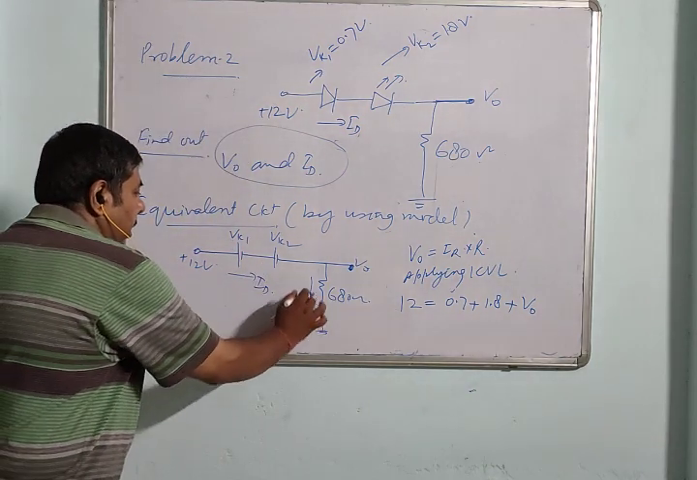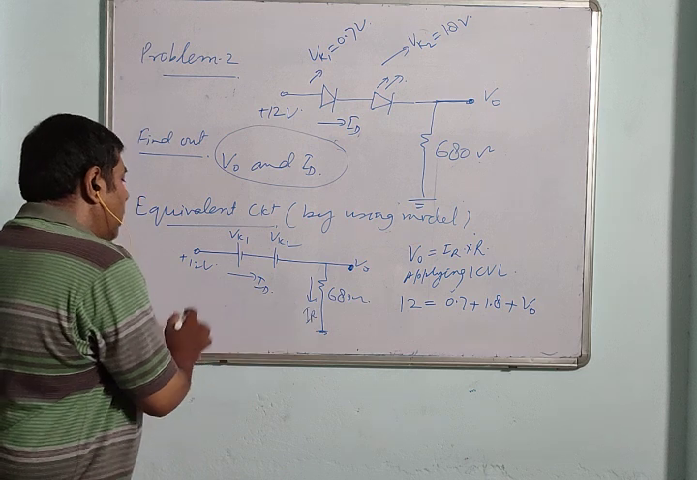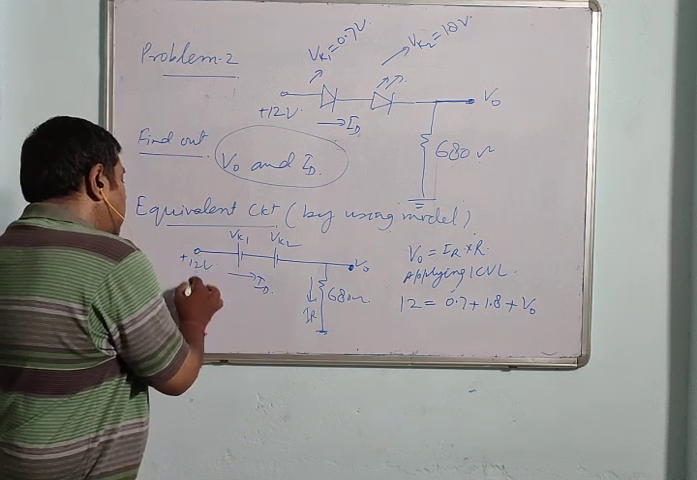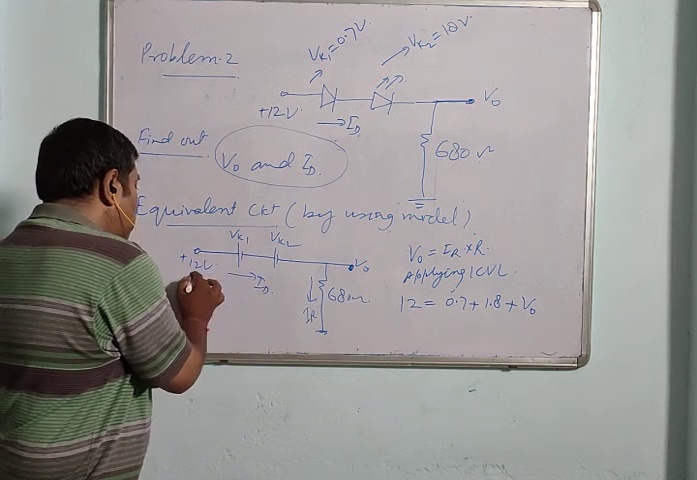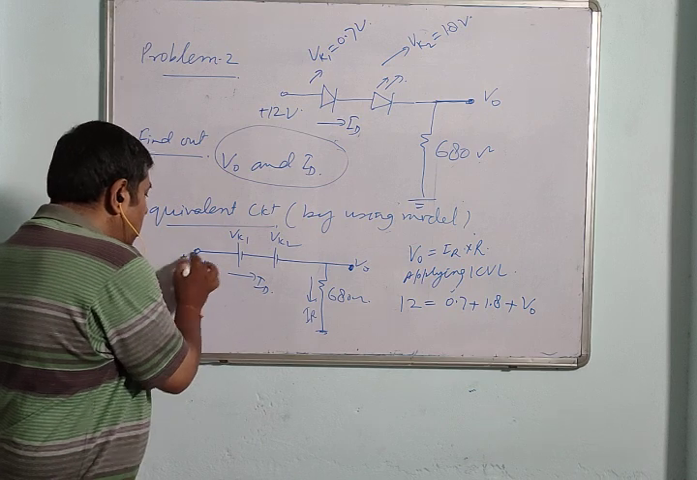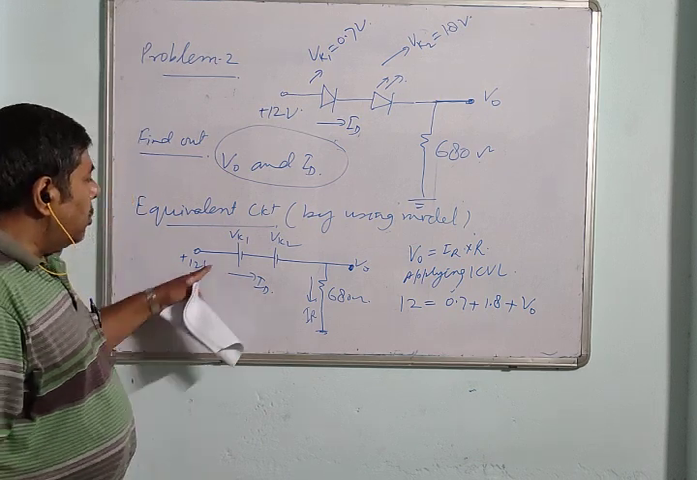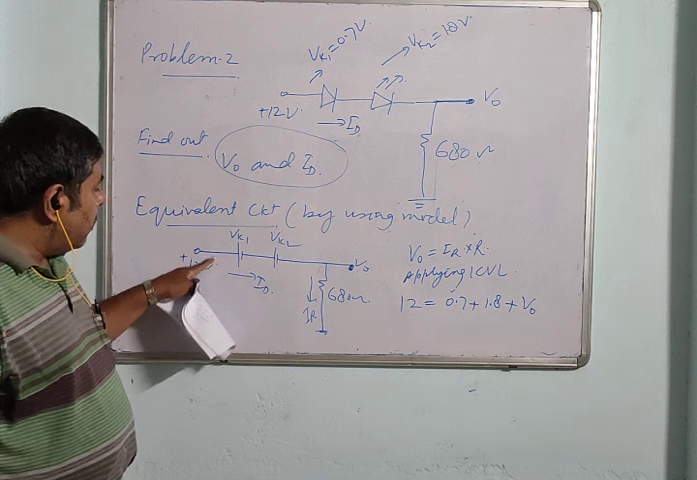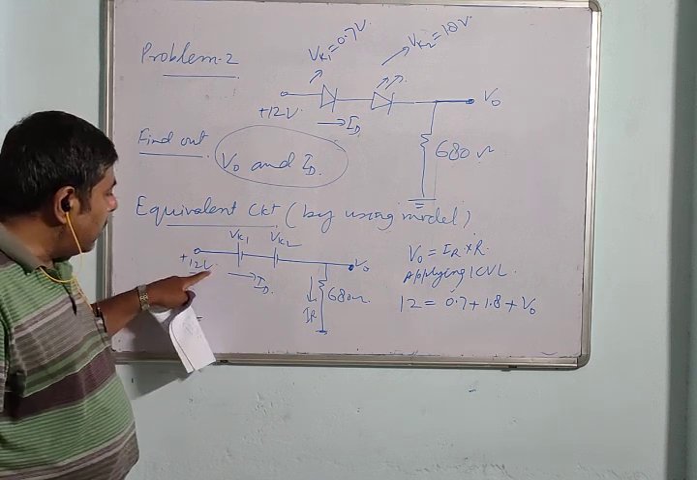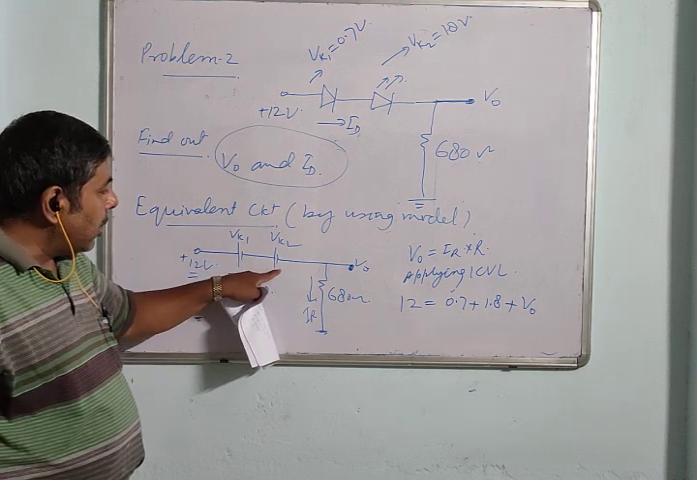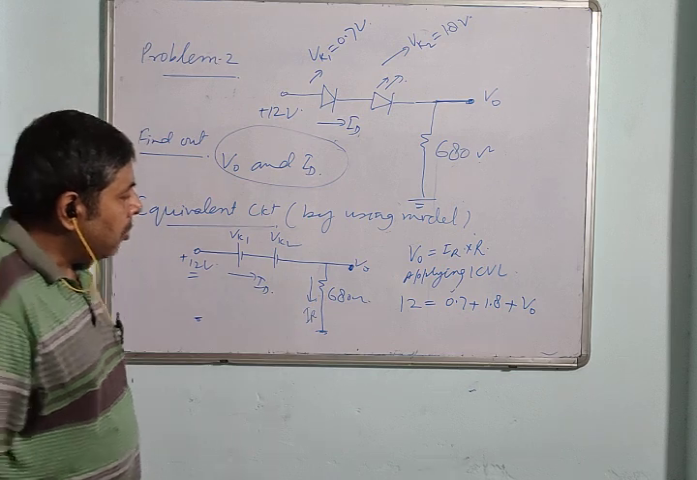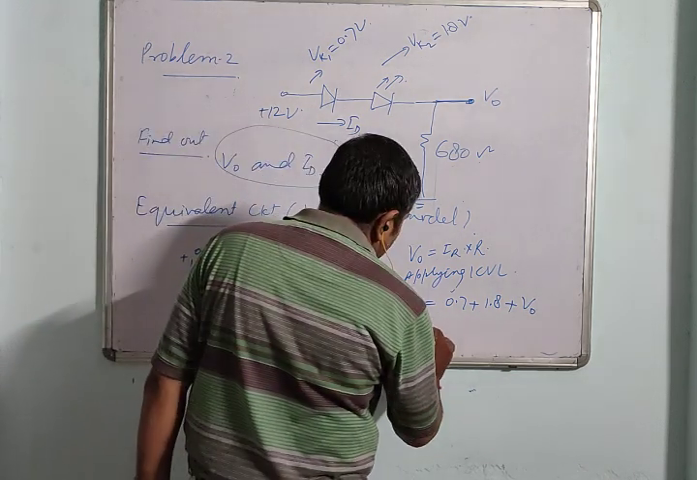Applying this KVL in this loop, you can write this. This is the active drop. Obviously, this is 12 volt, with respect to ground. So in this closed loop, this is the drop. This is equal to VK1, VK2 plus this drop. So from here, you can calculate V0.